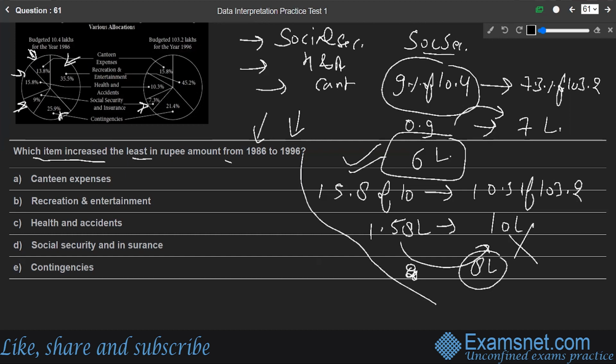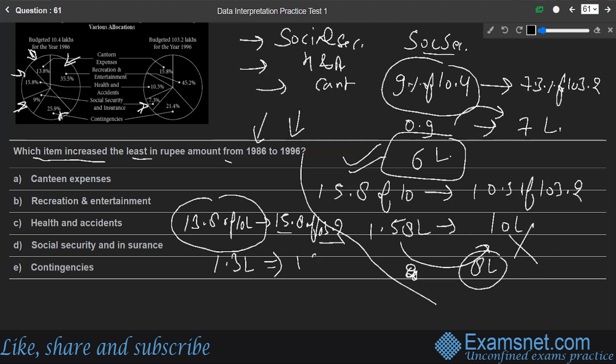We have just found out the least. Let us compare the canteen one. Canteen one has risen from 13.8% of 10 lakh to the next value, 15.8% of 103.2 lakhs. So clearly we can approximate 13.8% of 10 lakh as 1.3 lakhs only, that is 13% of 10 lakh only. And the next increased value is 15.8% of 100 lakhs, so this can be assumed as 15 lakhs only. So 1.3 lakh to 15 lakh, this is somewhere close to 13 lakhs. So this is obviously on the very high side.